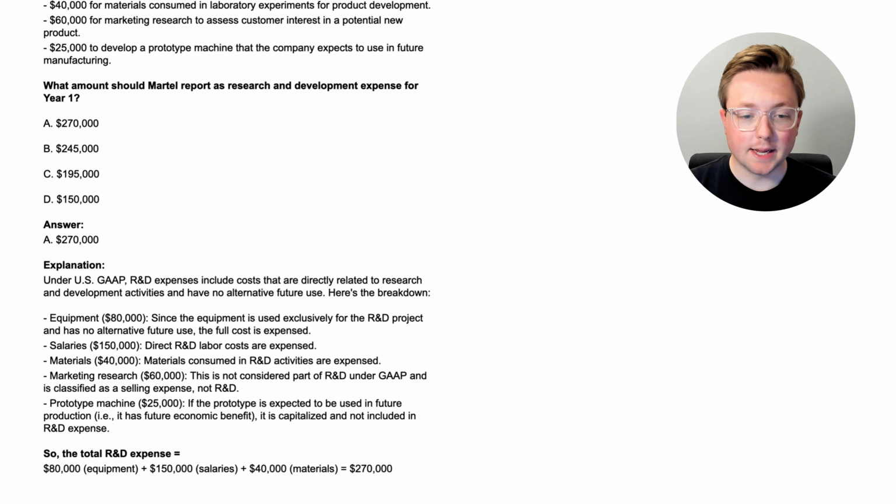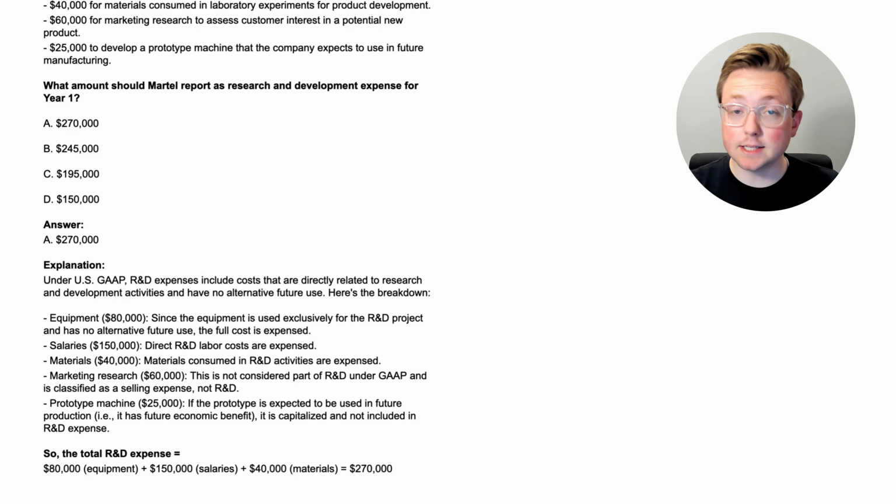Okay, here we are. The answer is A, $270,000. That's how much is going to be R&D expense. So let's read through this. Under US GAAP, R&D expenses include costs that are directly related to research and development activities. That makes sense. And have no alternative future use. So it's specifically for R&D and that's it. Here's the breakdown. First off, the equipment. Since the equipment is used exclusively for the R&D project and has no future alternative use, the full cost is expensed. So that's $80,000 of R&D.